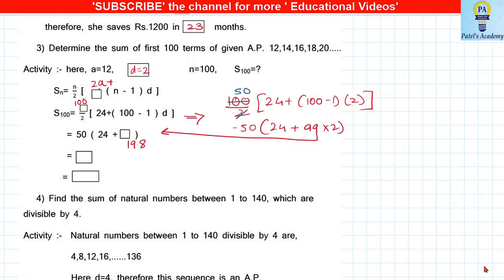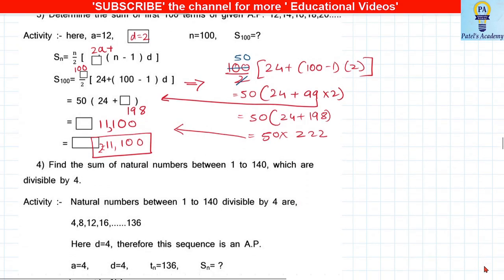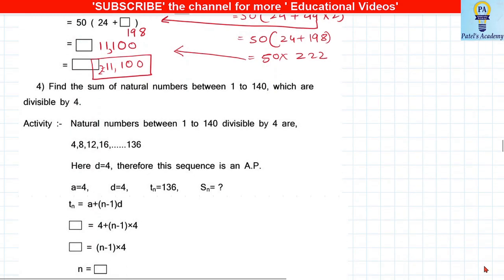Okay, now let us solve this. So that is 50, 24 plus 198, that is 50 into 222. Okay, and 50 into 222 will give me 11,100. So my final answer is 11,100 rupees. 11,100 is the amount she is saving. Okay, a typical sum of Sn. Okay, let's see the next one.